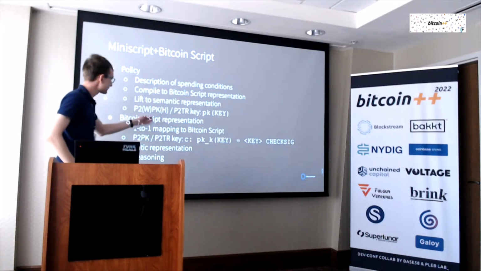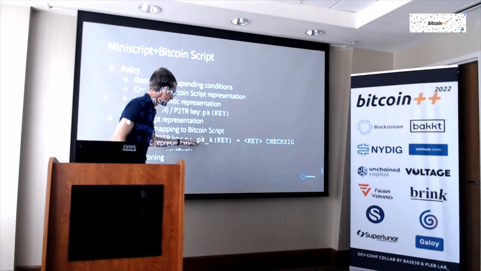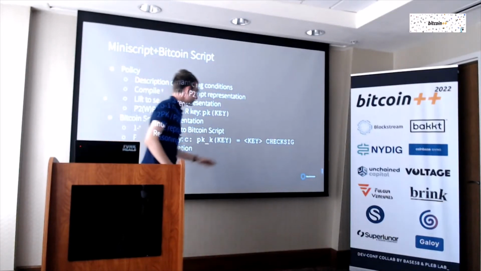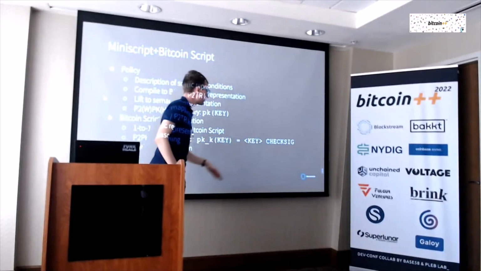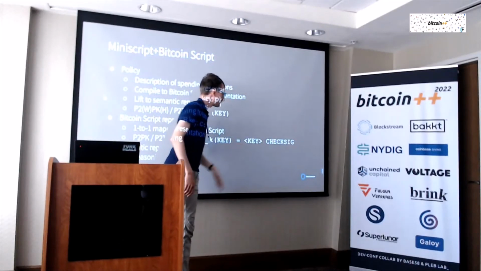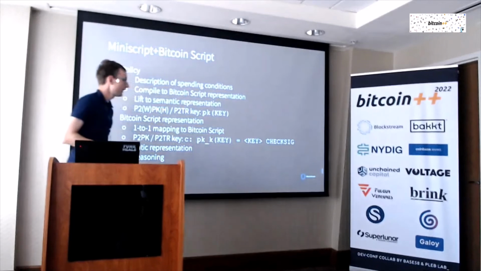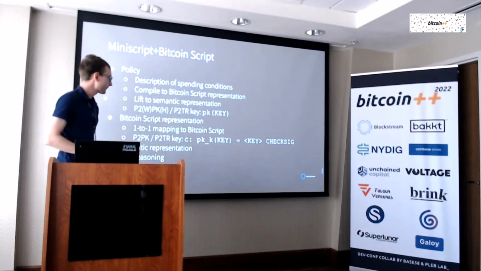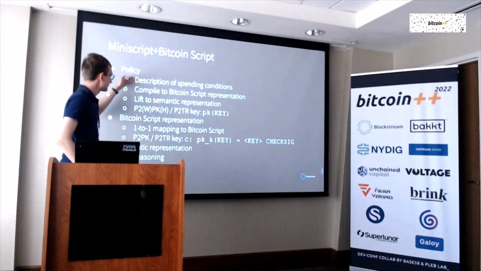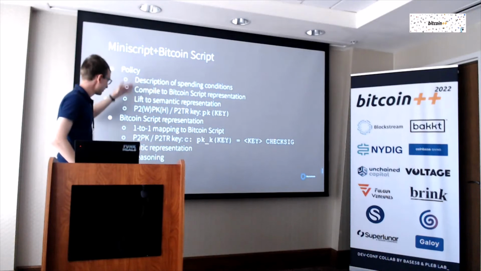And then in the Bitcoin Script representation, it does. We say, okay, we want the key, we don't want the key hash, and then we do checksig on that key alone. So those are the opcodes if you want to compile it to Bitcoin Script. Okay, so high-level declarative definition, implementation on the blockchain, and some reasoning.